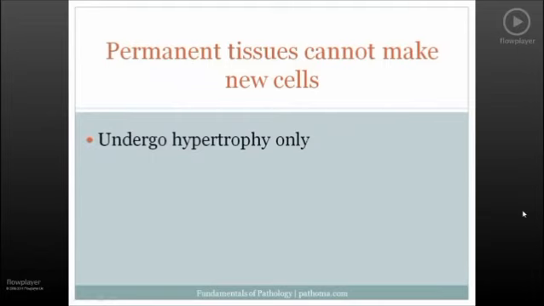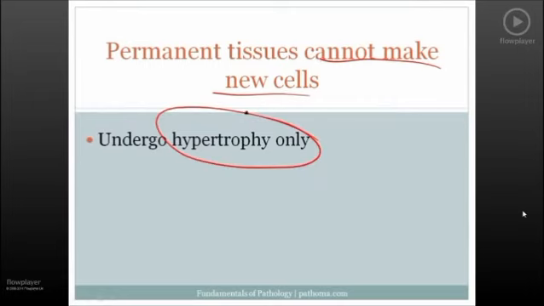One important exception to this general principle is permanent tissues. Now, permanent tissues, they do not have stem cells, and because they do not have stem cells, they cannot make new cells. Hence, because they can't make new cells, they won't be able to undergo hyperplasia. And so they'll undergo hypertrophy only. This is a very high yield topic.